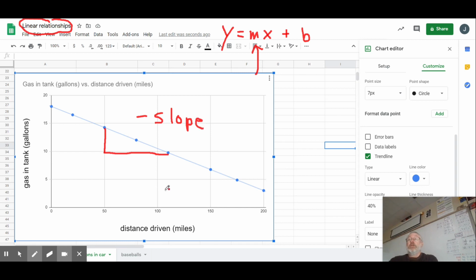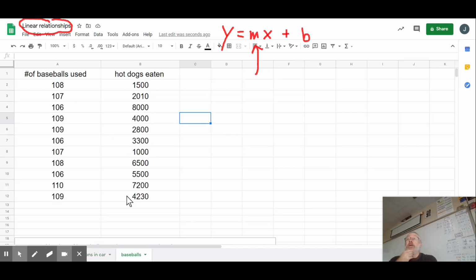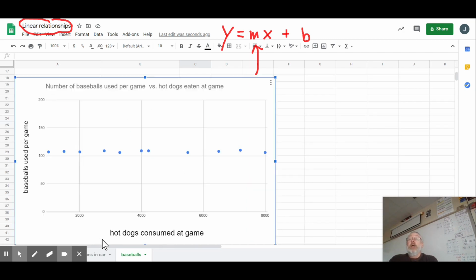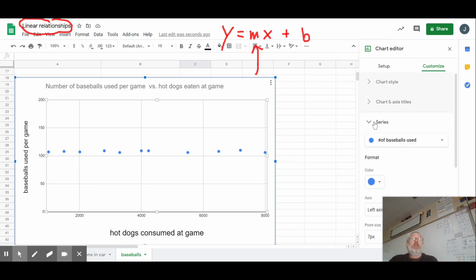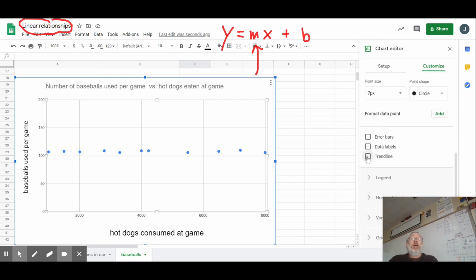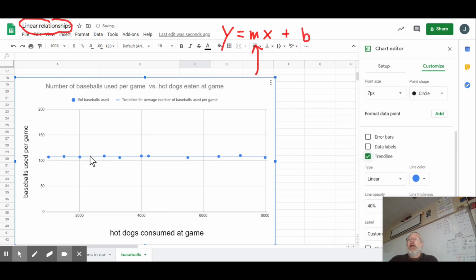Okay. So we have one other one that I want to look at here. And the last one is this one. Here we're talking about the number of baseballs used at a baseball game, comparing that to the number of hot dogs that were eaten during the game. When I look at this one, this is the graph I end up with. I'll ask the computer to help me out again and put in the trend line for this one. And when I click on this, I end up with a nice horizontal line.